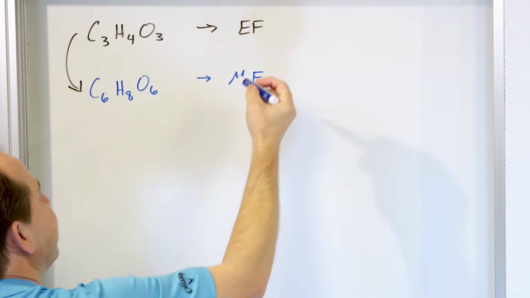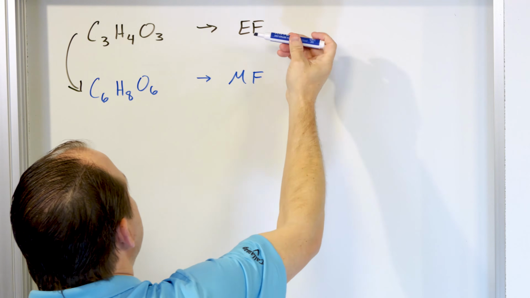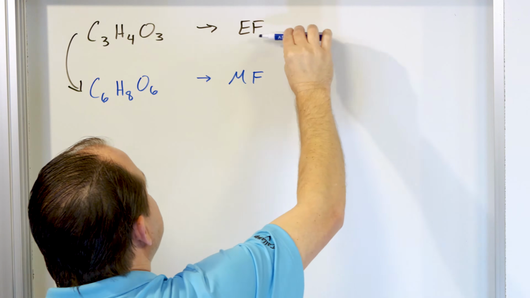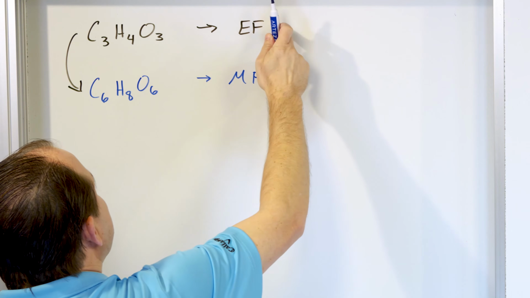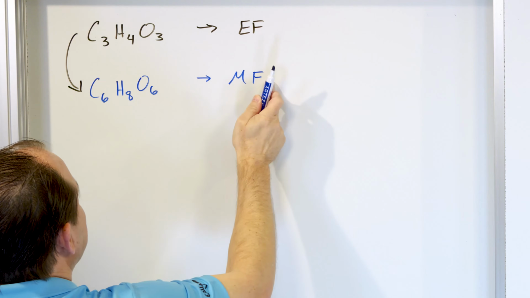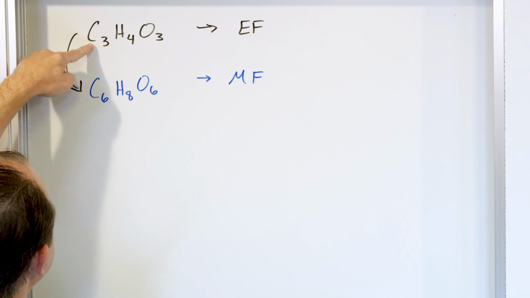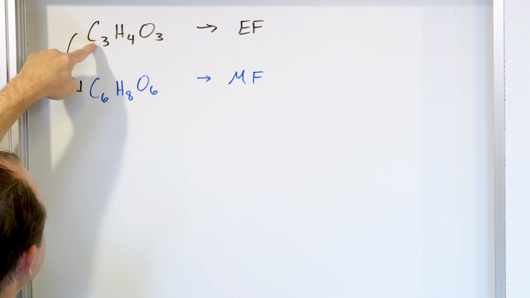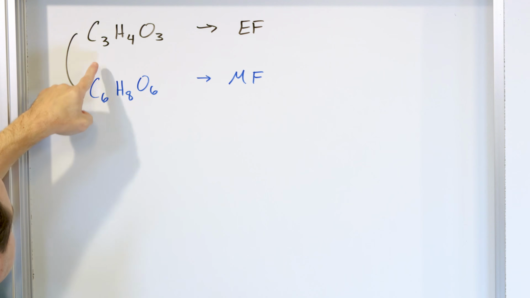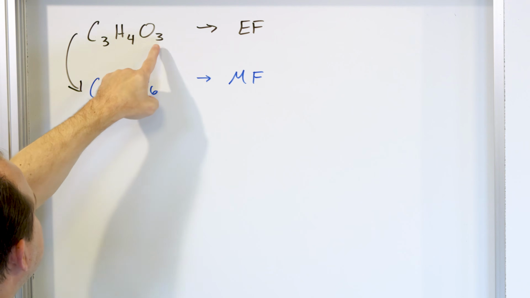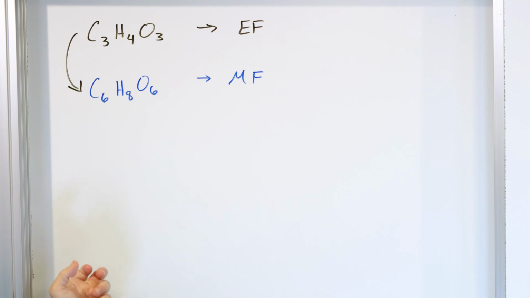So in the past, we've talked about the empirical formula, and now what you have to do in general is find the empirical formula first, and then figure out how to go from the empirical to the actual molecular formula. Now in this case, the molecular formula is exactly times 2. So 3 times 2 is 6, 4 times 2 is 8, and 3 times 2 is 6.